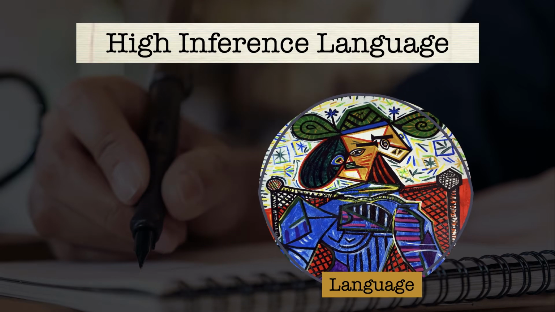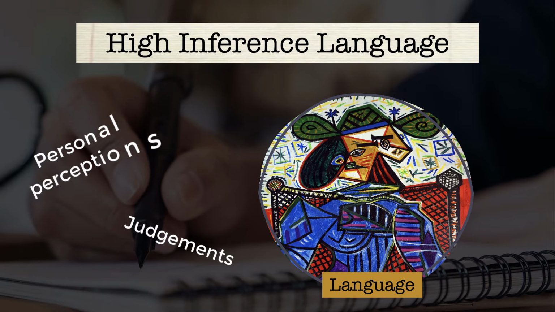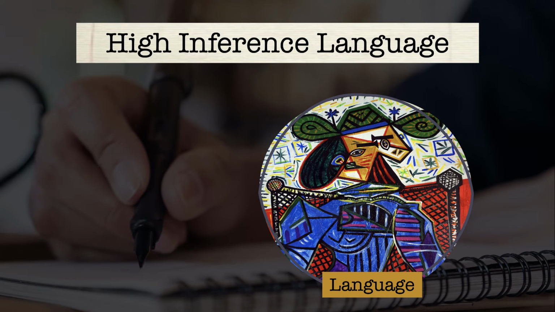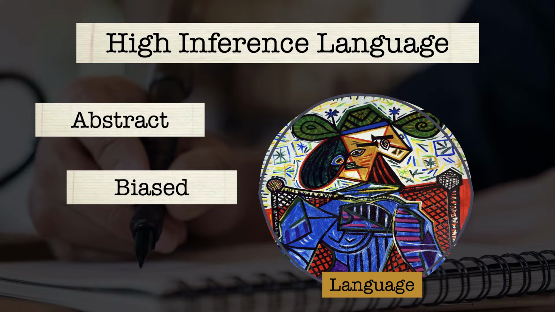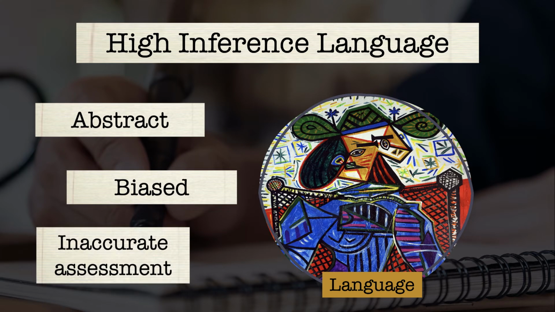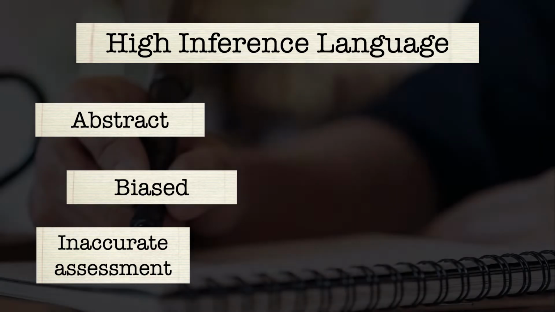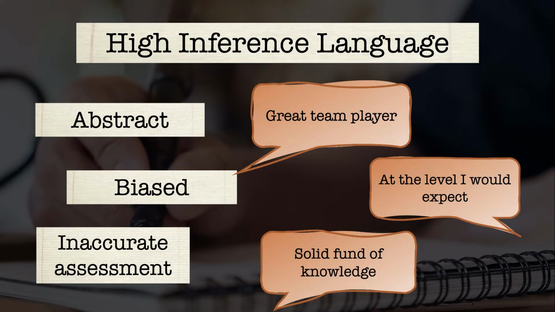Currently, these narratives include a lot of high inference language aimed at giving an overall gestalt of student performance. The problem with high inference language is that it relies on your perceptions of quality and judgments rather than describing behaviors that you observe. It can be pretty abstract, much more susceptible to bias, and challenging to generate an accurate picture of the student's skills and competencies. Here are some examples of high inference language that we commonly encounter in narrative evaluations.